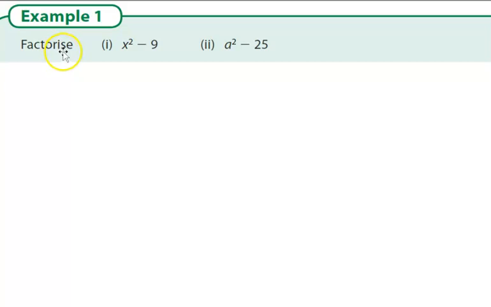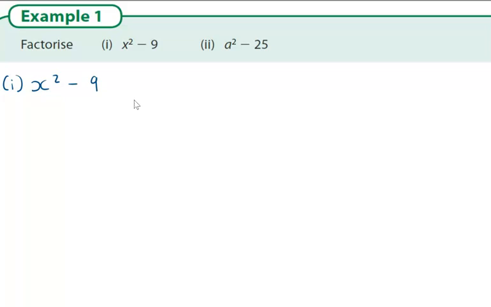Example 1, factorize, part 1, x squared minus 9. So when we're factorizing, we first have to recognize the difference of two squares. If we were to try the highest common factor method, it would not work here because there's no number that will divide into both terms, and there's no letter common to both terms either. We can't use grouping because grouping is when you've got 4 terms, and we can't use the quadratic trinomial method because that's when you've got 3 terms. So the only other type of factorizing left at ordinary level is the difference of two squares.